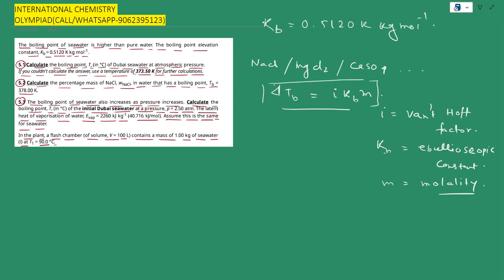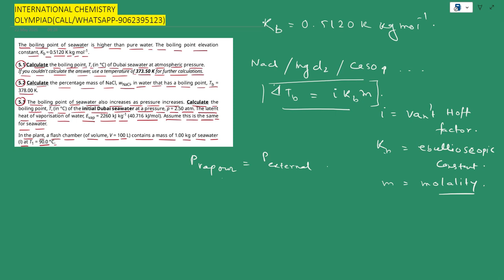Now, why does boiling point increase? Can you tell me that? Because dissolved salt lowers the vapor pressure. So now water needs more temperature to boil. Boiling occurs when P vapor equals P external. So salt says like, not so easy, my friend.